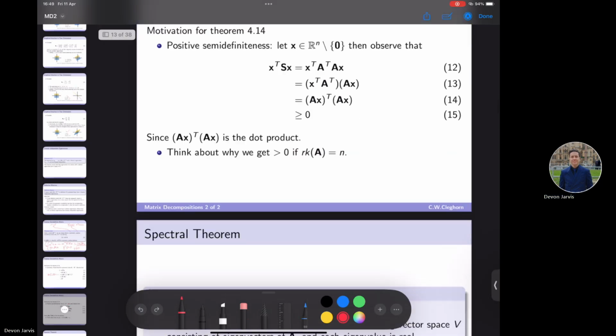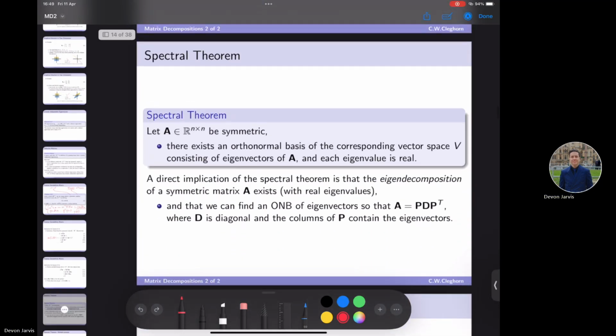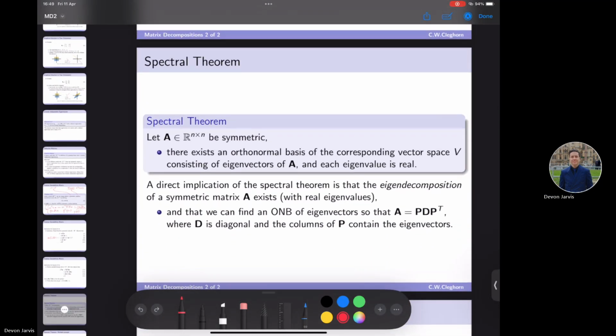Okay. This leads us to what is called the spectral theorem. So let A be an n by n symmetric matrix. In that case, there exists an orthonormal basis of the corresponding vector space V consisting of eigenvectors of A, and each eigenvalue is real. The main important bit about this is that the eigenvalues are real. There's never going to be an eigendecomposition of a symmetric matrix that doesn't have real eigenvalues.